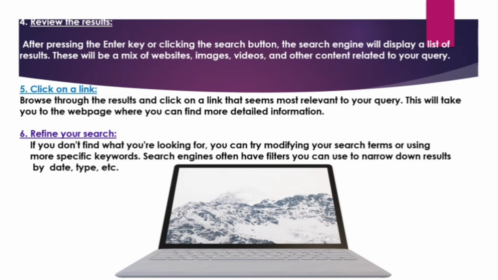5. Click on a link. Browse through the results and click on a link that seems most relevant to your query. This will take you to the webpage where you can find more detailed information. 6. Refine your search. If you don't find what you're looking for, you can try modifying your search terms or using more specific keywords. Search engines often have filters you can use to narrow down results by date, type, etc.